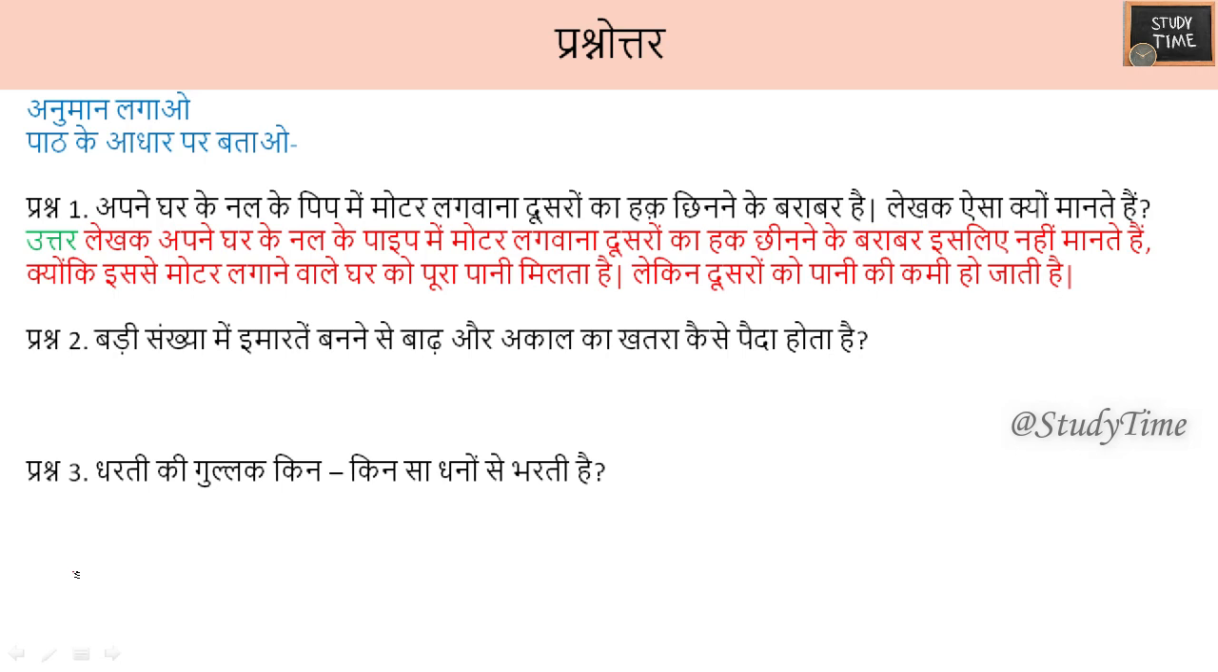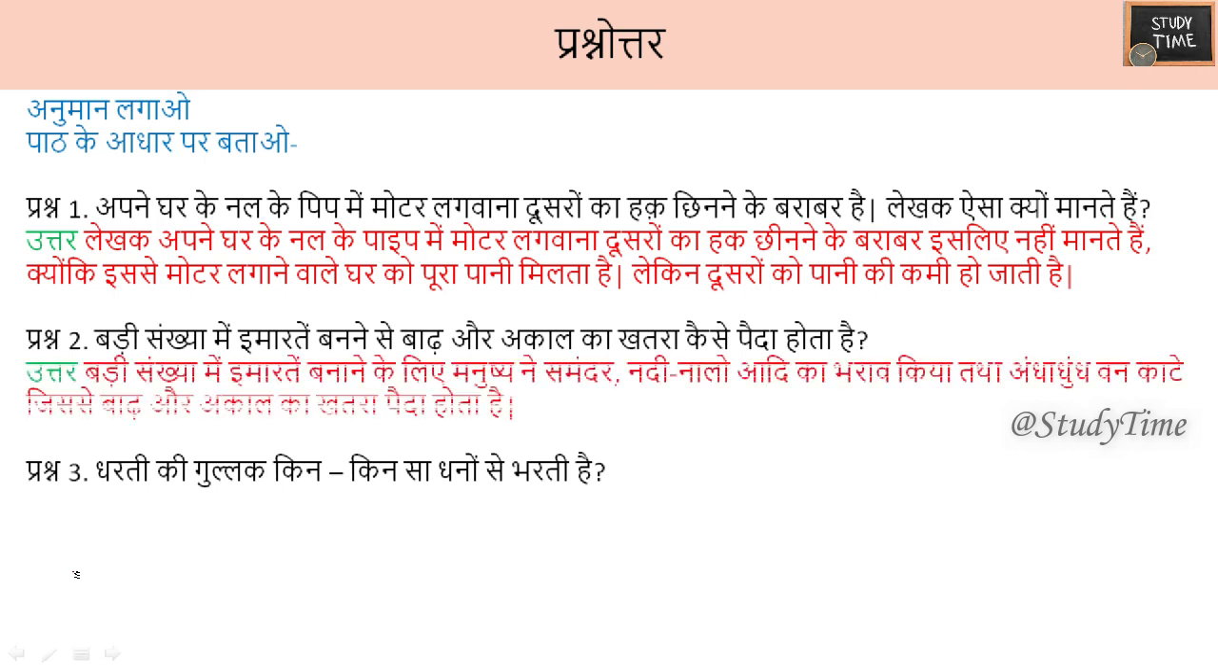Writers consider installing a motor in the water pipe of their house to be equal to taking away the rights of others because it provides full water to the house with the motor but others run out of water. Second question, how does building a large number of buildings pose a risk of floods and famine?